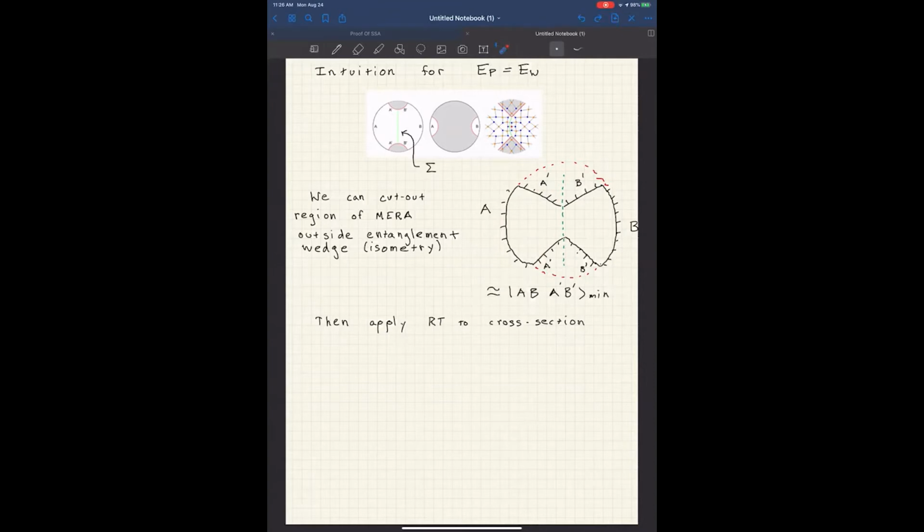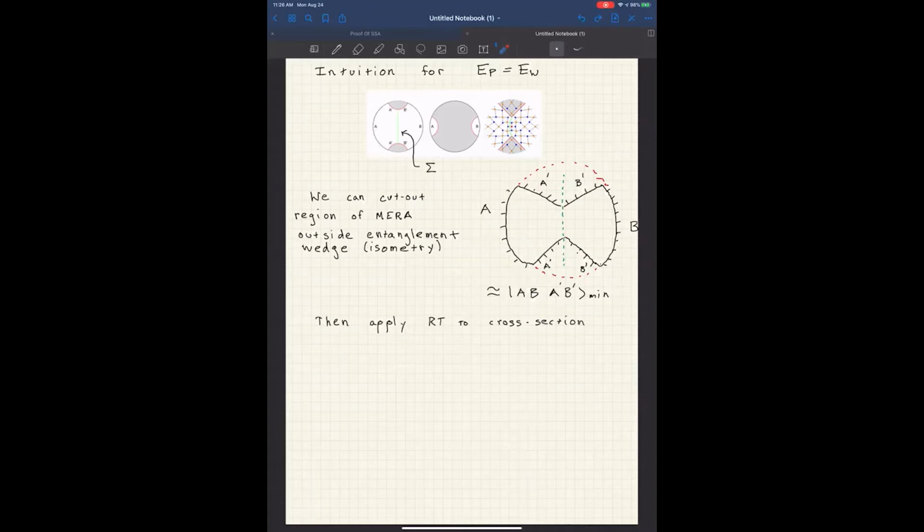So you obtain a state like this. And this is a valid purification, A prime, B prime, being these regions here and here, purify A and B. So this is a valid purification. And our conjecture was basically that this is essentially the optimal purification. So if this was the optimal purification, the entanglement of purification would then be the amount of entanglement between this region here and this region here, which we can then appeal to the Ryu-Takayanagi formula as being this minimal cross-section that cuts between them. So that was our motivation for EP equals EW, but it's a little naive.